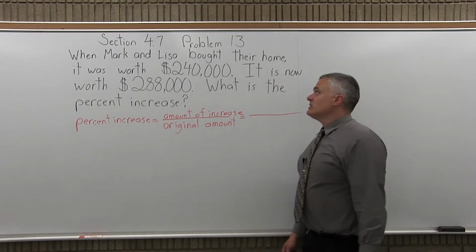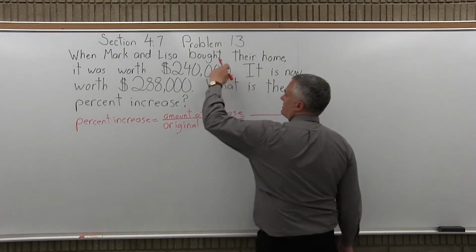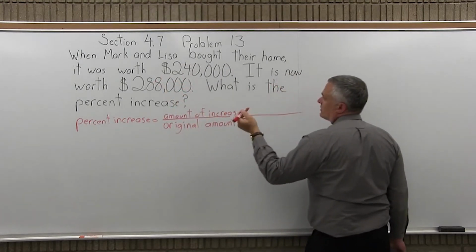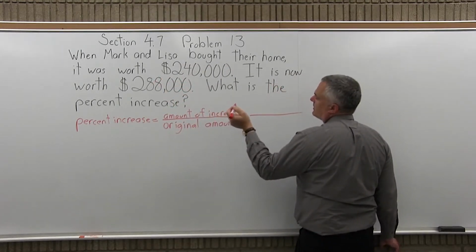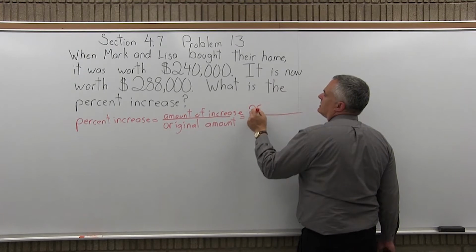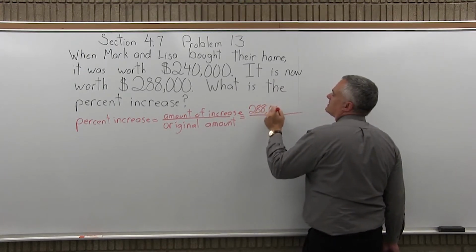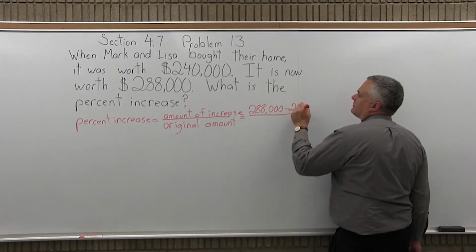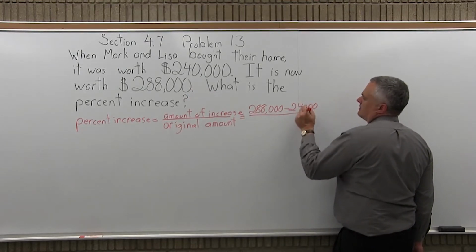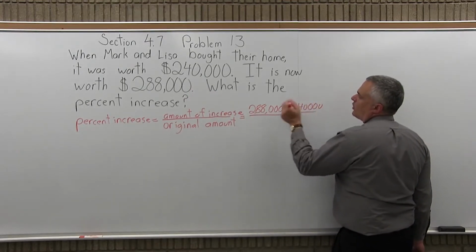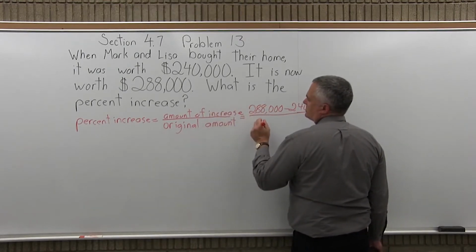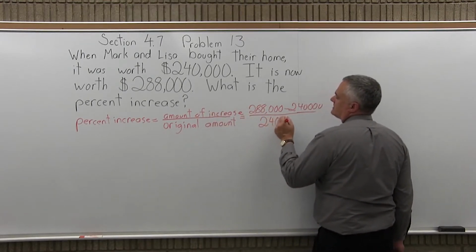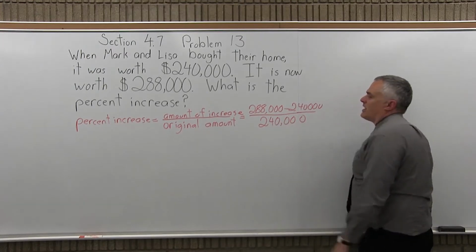So the amount of the increase, the home went from $240,000 to $288,000. At a quick glance, I can see it went up $48,000. Let's say you don't see it. Spread it all out. $288,000, the larger value, minus the first value, over the original amount. So the original amount is $240,000. And that's the math we have to do.